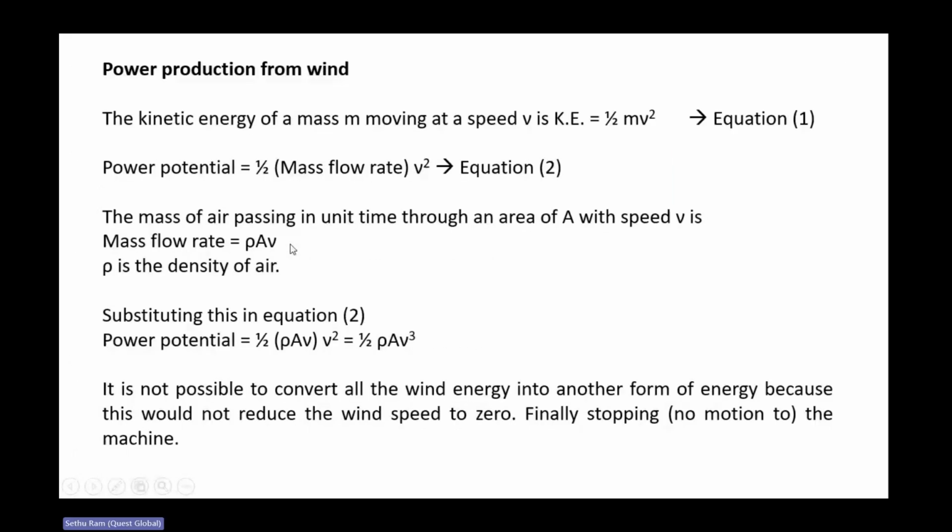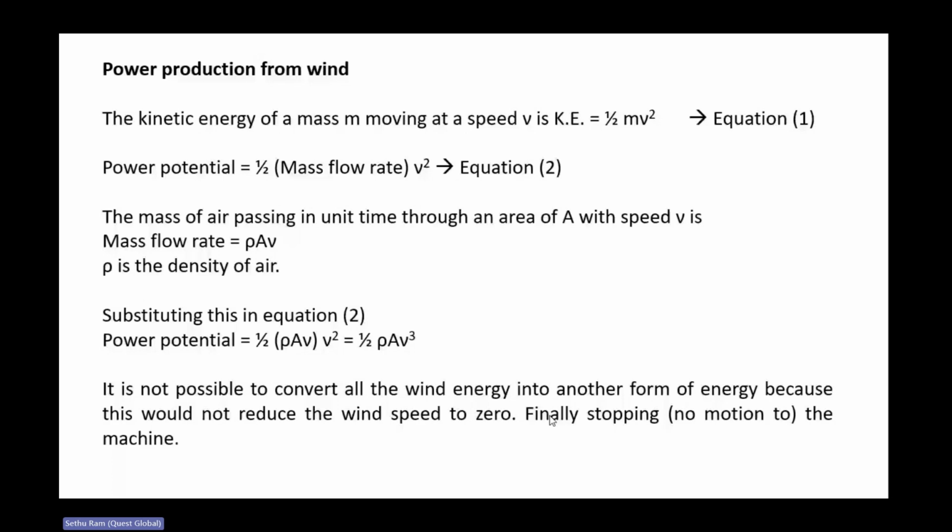So if we substitute this flow rate in this mass, then we'll get the power potential, means half rho A V cube. And this is the power we got from the wind. Then one more condition is there: it is not possible to convert the entire wind energy into our required energy, because the wind energy will not become zero. Only a portion of that wind energy we utilize to rotate the turbine. The entire thing will not be used, right?